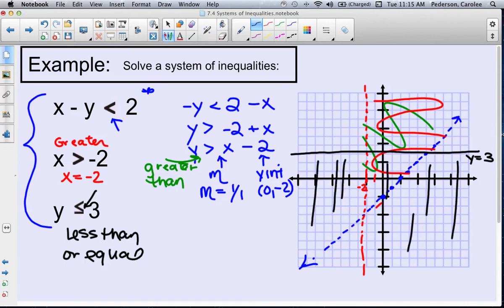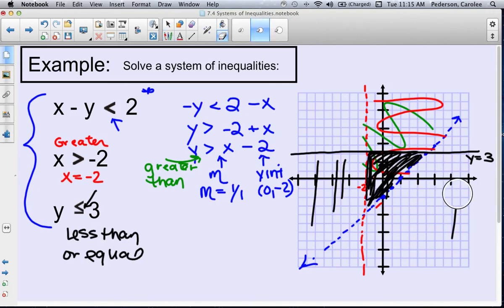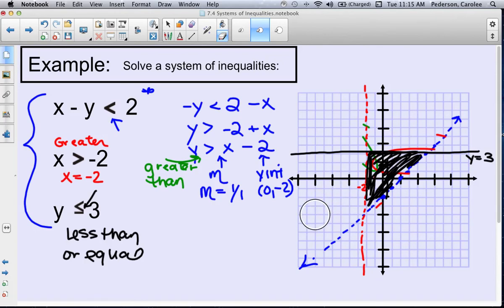Well, again, where is my overlap? My overlap is this region right in here. So everything else that we've shaded outside this triangle does not exist. So now I'm going to just come back and erase this piece. Come back and erase that piece. And then over here, erase here. So in that triangle is our solution to the system.